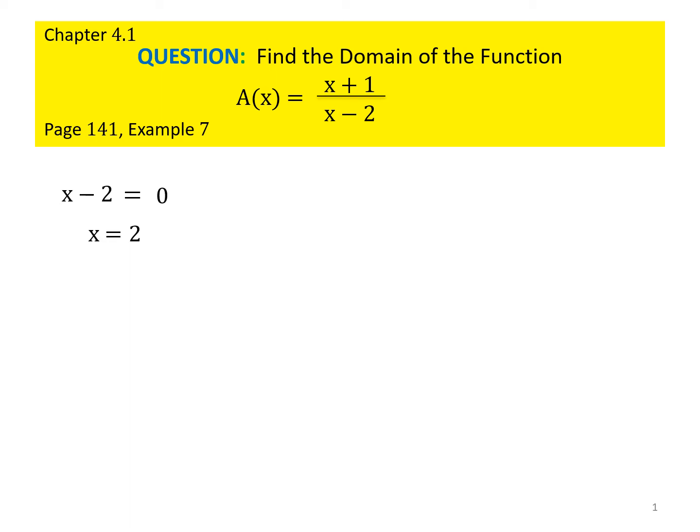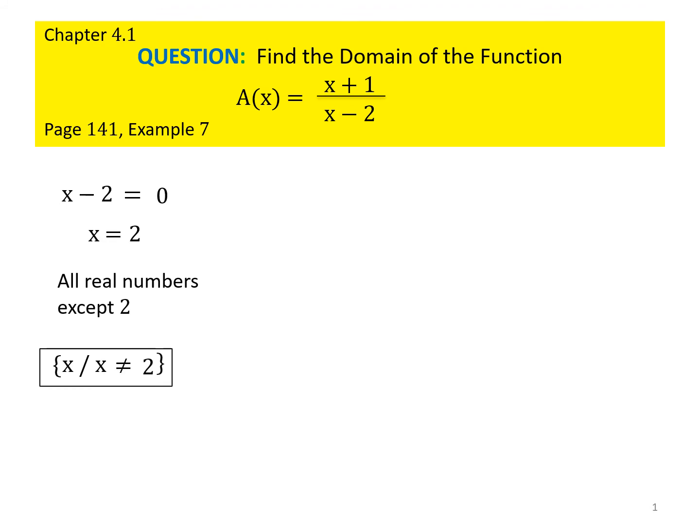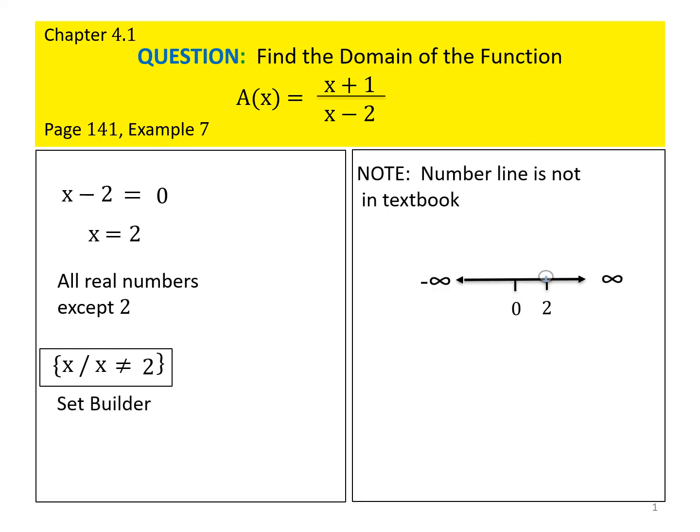In order to show this, I'm going to first show it in set builder notation. It's all real numbers except 2, and that's set builder notation. Now we're going to show this as an interval notation.